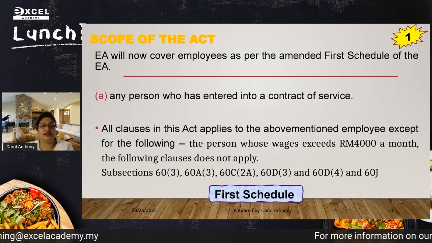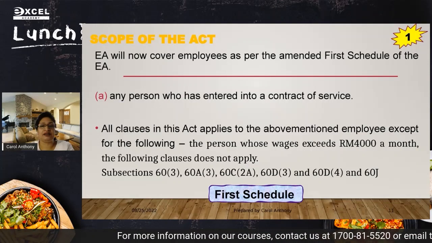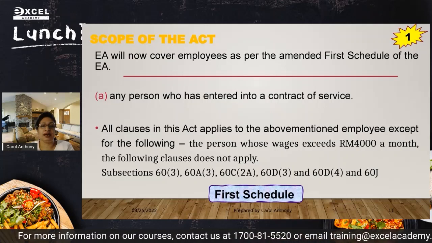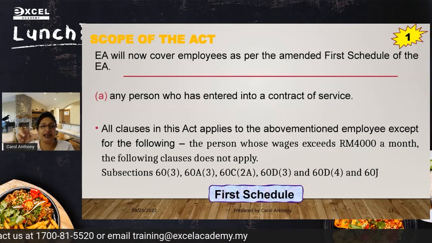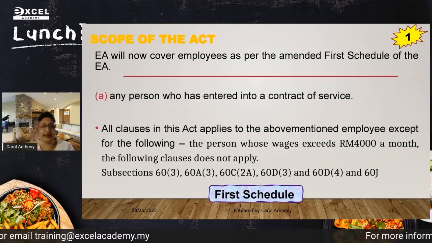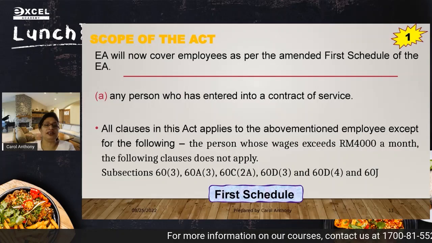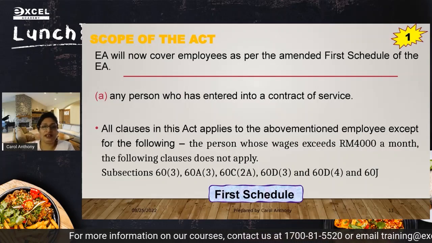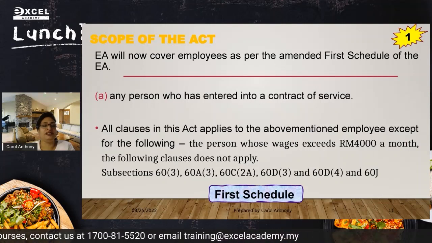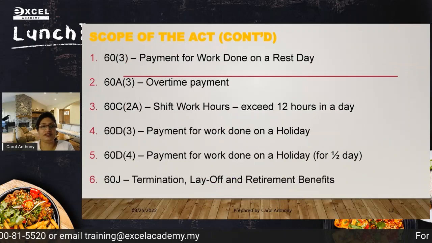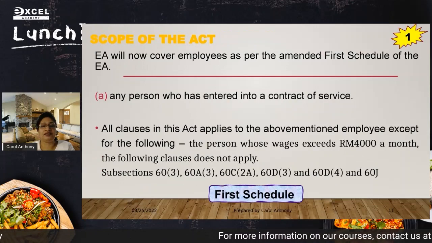And look at this clause here. This clause says for those whose wages exceed 4,000 a month, the following clauses do not apply. Although the Act covers everyone, all employees who entered into a contract of service, where they say, okay, I'm going to work for you as an employee, although they are all covered, exclusions are here for those who are earning 4,000 and above. Okay, what are the exclusions? This one. So for details, you need to look at the first schedule.